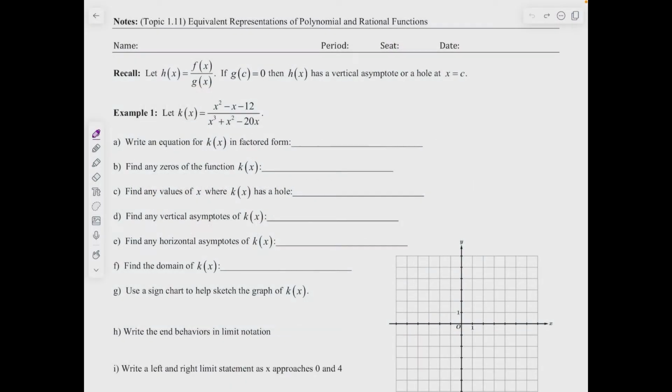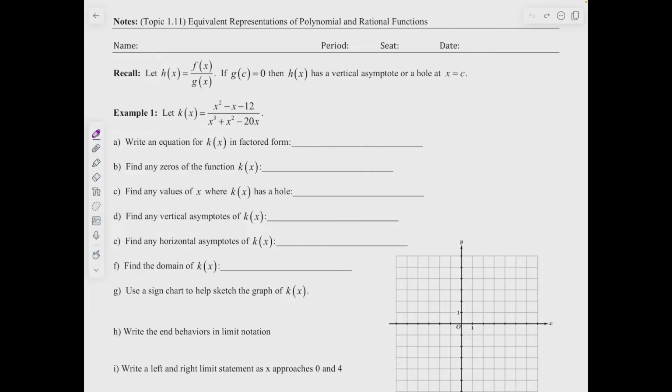To get started on topic 1.11, equivalent representations of polynomial and rational functions. In 1.4 to 1.6, we talked about polynomial functions. In 1.7 to 1.10, we talked about rational functions. So we're going to zero in on all the details about these types of functions that we need to know.